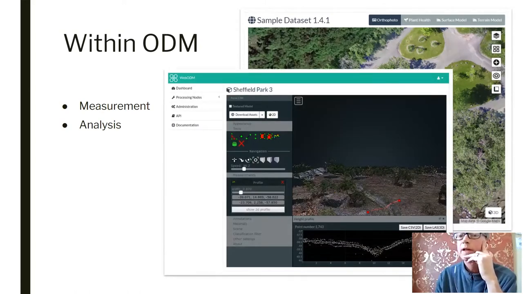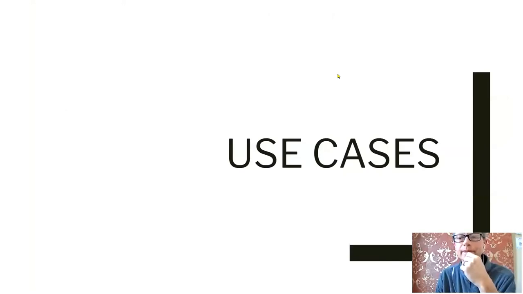So this lower one, it's a bit hard to see, but this is a height profile. Just by drawing a line on the 3D model here, you can see the altitude of these various points along that little gully right there. So pretty easy to do just within the web interface.